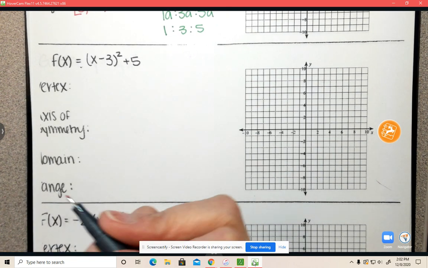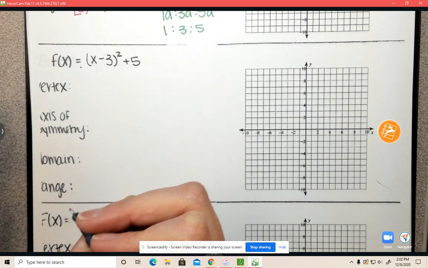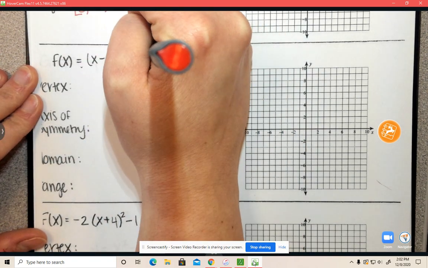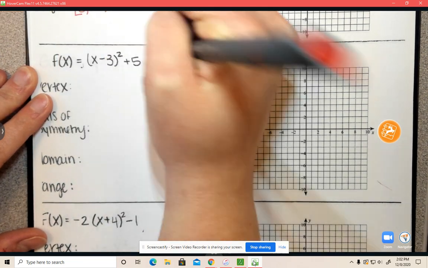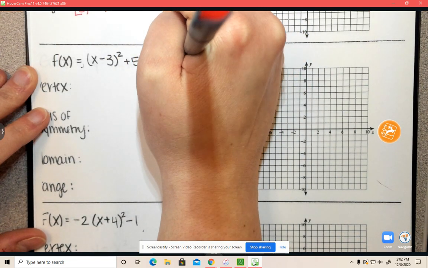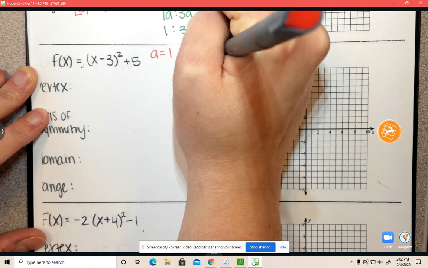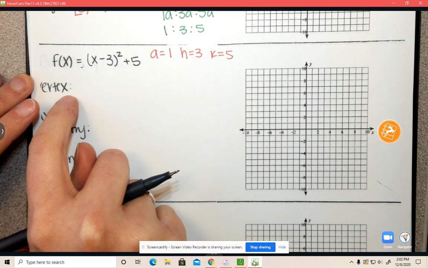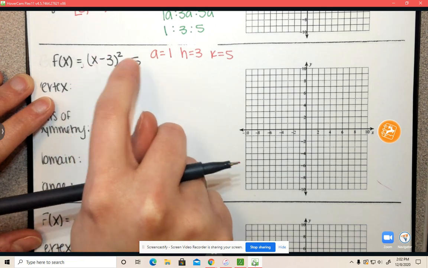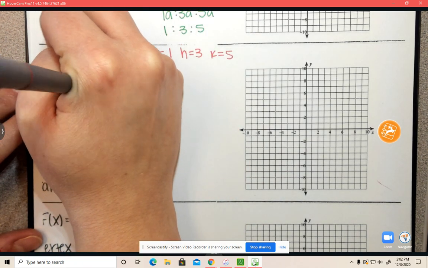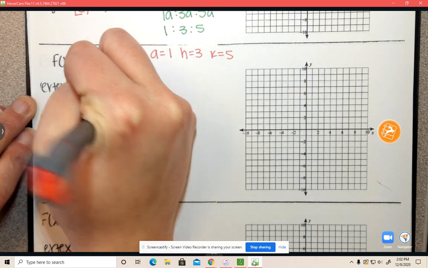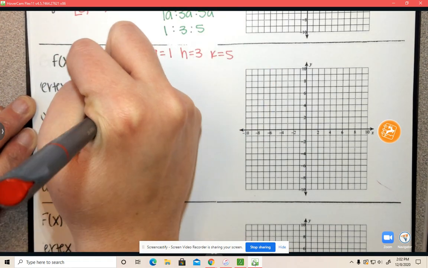So first, let's just label some things. We didn't do this last time, but I'm going to now. So A is a positive 1. H is 3, K is 5. So we're going to use those three numbers to pick out everything. Our vertex is 3, 5. Our axis of symmetry is x equals 3.